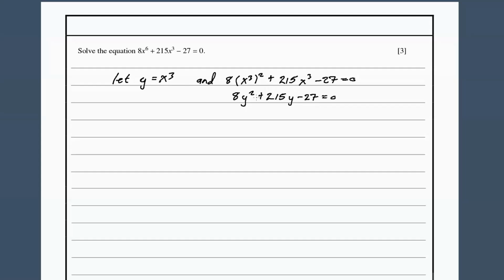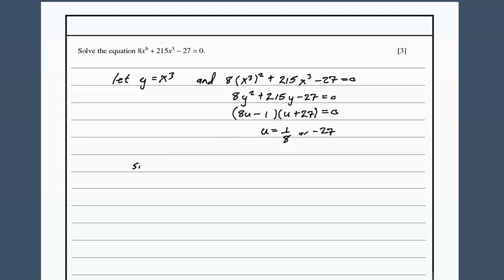Now, we have to factorize this. If you do your factorization, you should be getting 8y and y, and minus 1 here and plus 27. This is what you get when you factorize it. And the possible values of y then will be an eighth or minus 27.